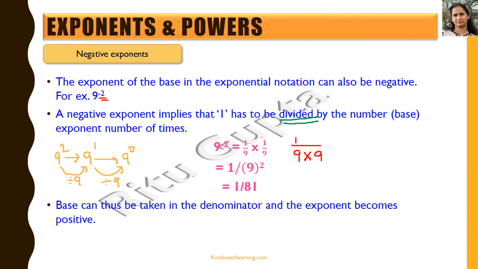In the same way, if from 9 raised to the power 0 we go to 9 raised to the power minus 1, that's where we reach the negative exponent. What it essentially means is that we divide this again by 9. 9 raised to the power 0 divided by 9 becomes 1 by 9. So this is what we just explained, that a negative exponent simply means that you take the base to the denominator and change the exponent to its positive equivalent.